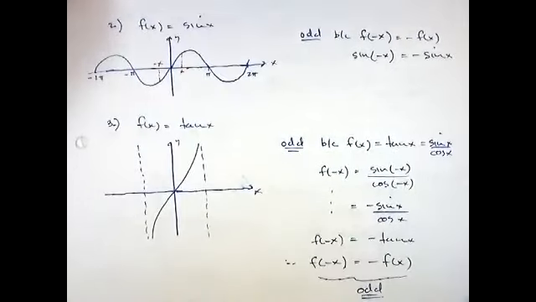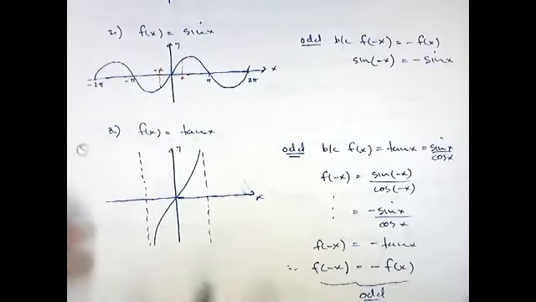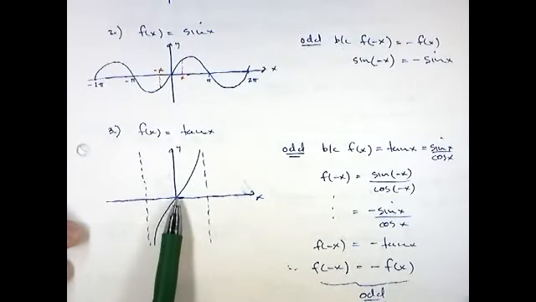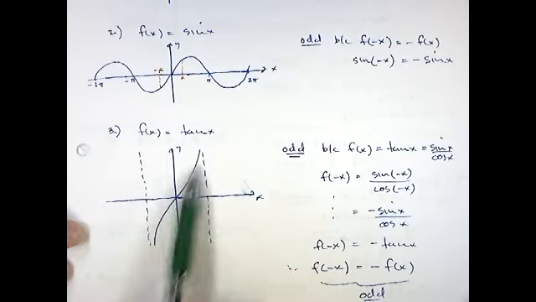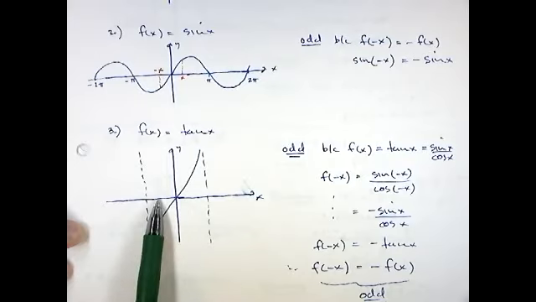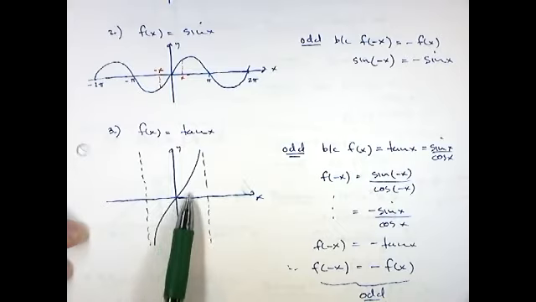Okay, how about tangent? Well, what's it look like? This is our graph of tangent. If you plugged in a negative value, you're going to get the exact opposite as the positive value. So tangent appears to be an odd function.